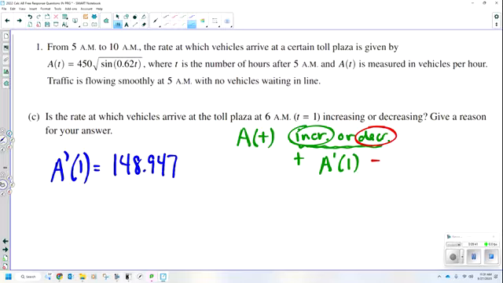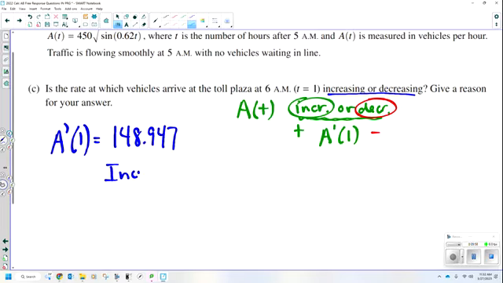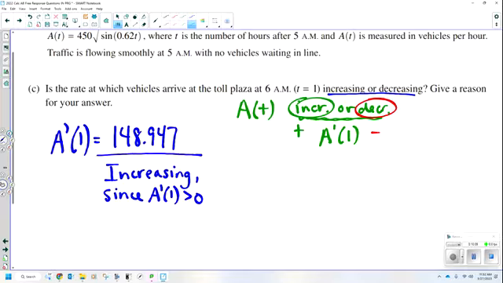Now, they didn't ask me what the rate was. They're asking me, is it increasing or decreasing? So I better answer that question. And then it says, give a reason for your answer. I'll write a little blurb up. It doesn't have to be long at all. So my answer is, it is increasing. Now my reason: since A prime of 1 is greater than 0. That's my reason. A prime of 1 is a positive value. You can write it several different ways.